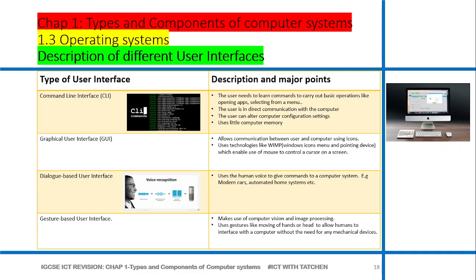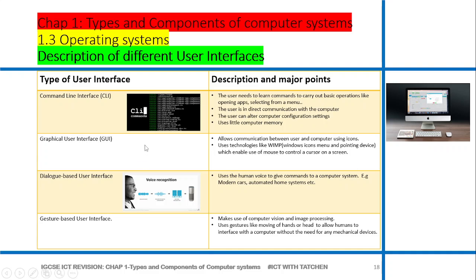Next, the next user interface is a graphical user interface. Simply, it allows communication between you and the computer with the help of icons. On your phone, you just press on something and something opens up. You click on an app and it immediately opens up. You click on a call icon, you dial a number and you can make a phone call.